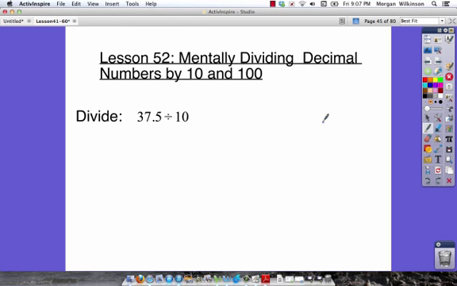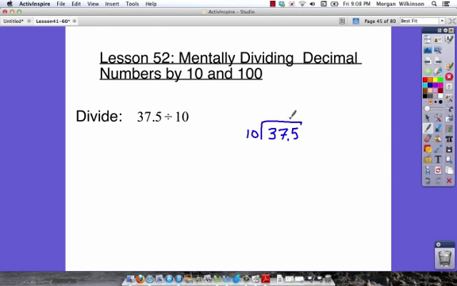Now our first problem says to divide. And we have 37 and 5/10 divided by 10. Now we're going to go through and show our work on this first step and see what kind of pattern we create. 37.5 divided by 10. So 37.5 broken into 10 equal parts.